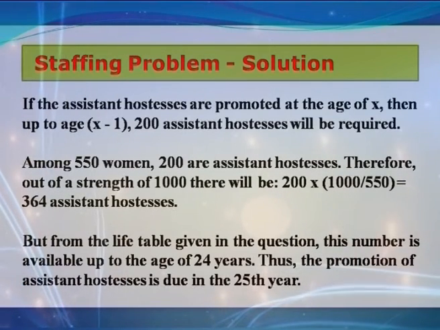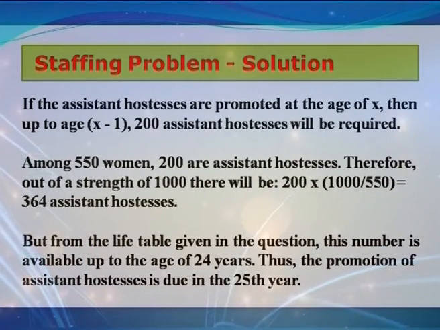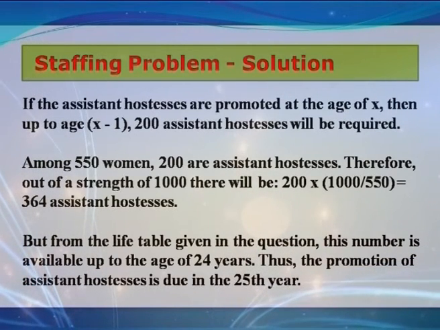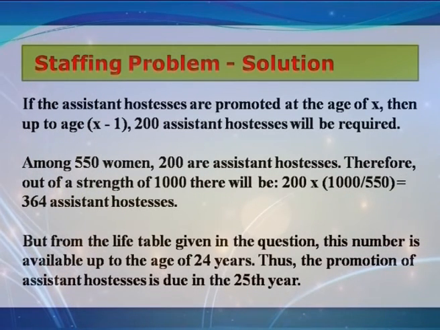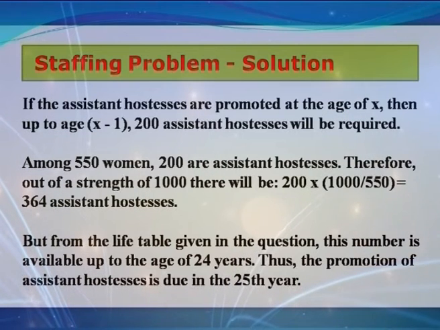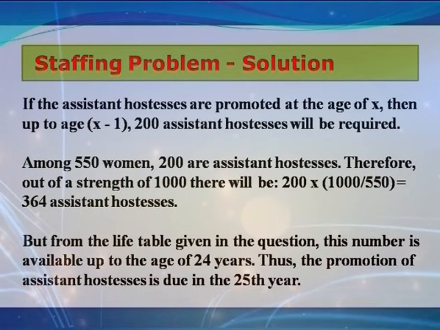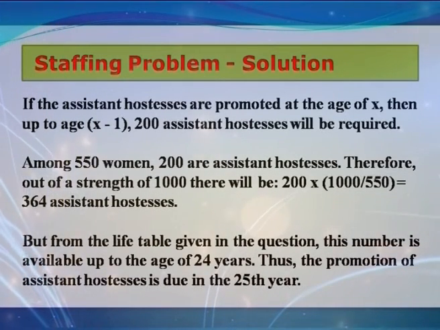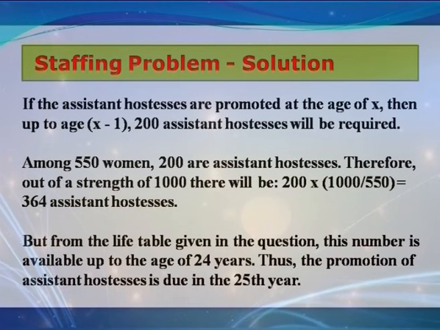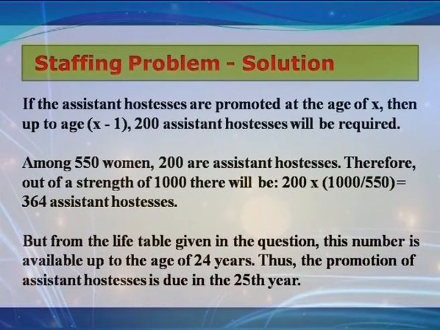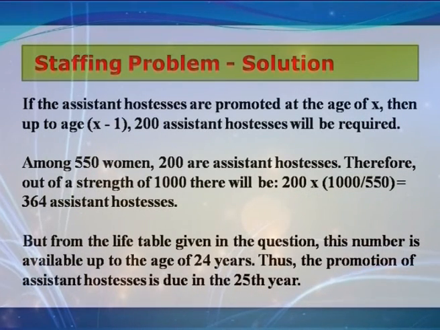If the assistant hostesses are promoted at the age of X, then up to age X − 1, 200 assistant hostesses will be required. Among 550 women, 200 are assistant hostesses. Therefore, out of a strength of 1000, there will be 200 × 1000/550 = 364 assistant hostesses. But from the life table given in the question, this number is available up to the age of 24 years. Thus, the promotion of assistant hostesses is due in the 25th year.